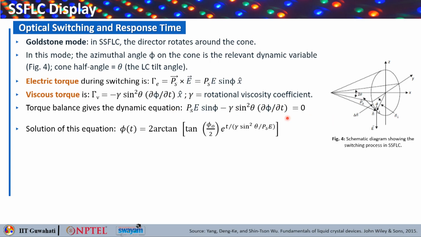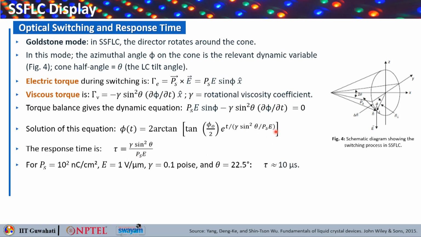In this equation the solution for phi of t will be 2 tan inverse of tan phi naught by 2, exponential of minus t by gamma sin square theta by PS into E. So what do you see here? The response time tau is basically gamma sin square theta divided by PS into E.